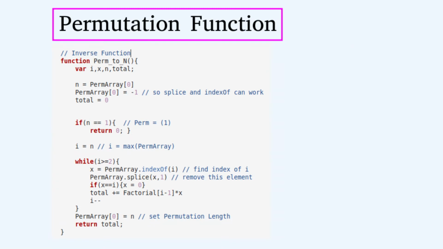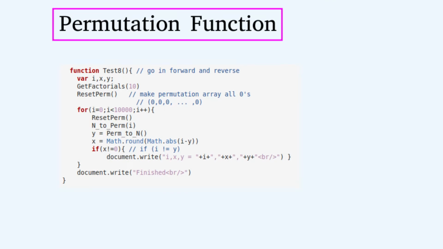I've set the first element of this array to be -1, so that these index of and splice functions will work correctly. And here is the testing function. I did use 8 of them during the construction process. This one tests both of these functions for numbers up to 10,000 to see if it works by constructing a permutation from a number, then getting this number back from this permutation.